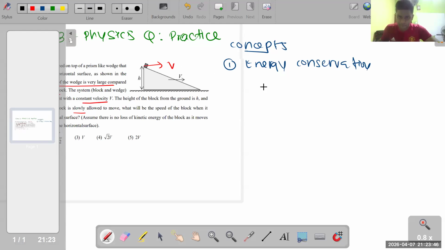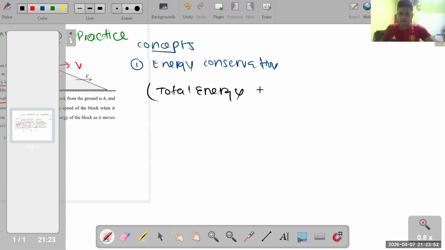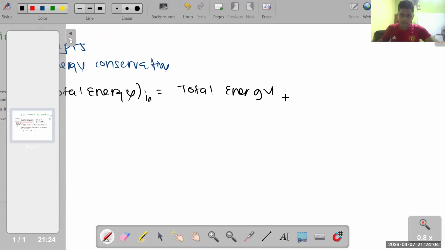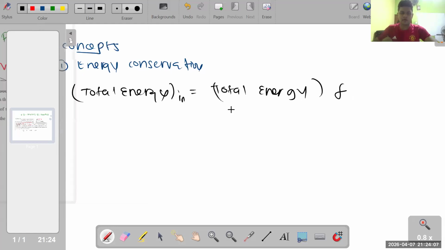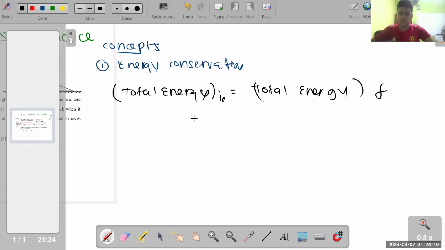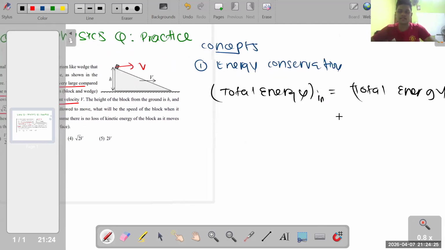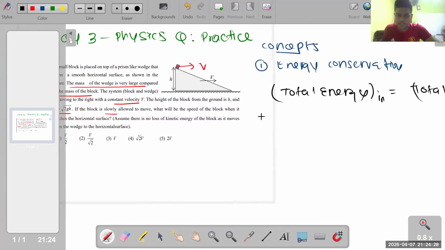Okay, let's write: total energy initial equals total energy final. You might ask, sir, how? Because there is a conservation there. This is the conservation theory. See here, there is no loss in kinetic energy, which means there is no loss in energy. They have also said that there is no loss in kinetic energy. So we can apply the total energy conservation theory. Okay, what are the total energies that are present initially? We have kinetic energy.